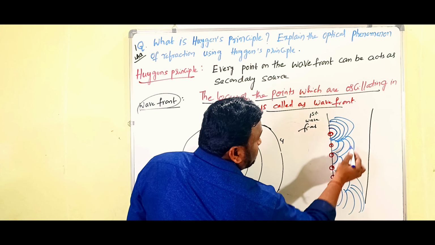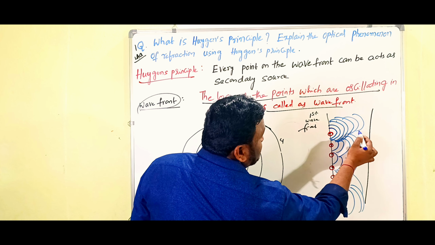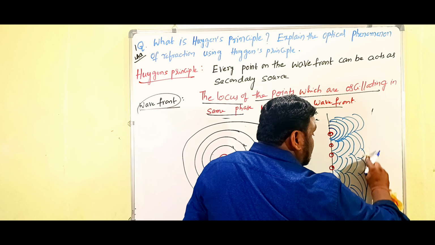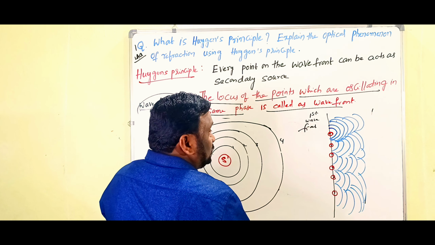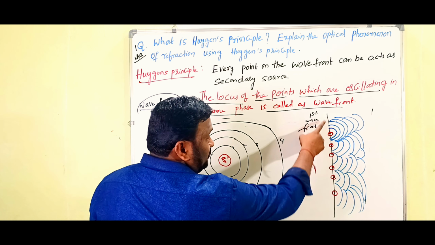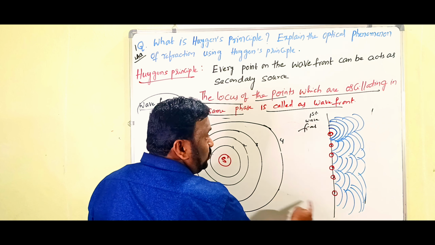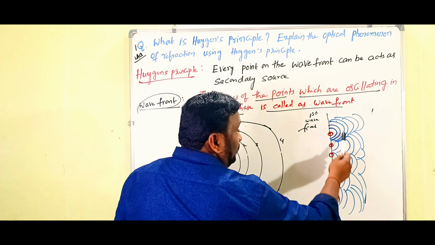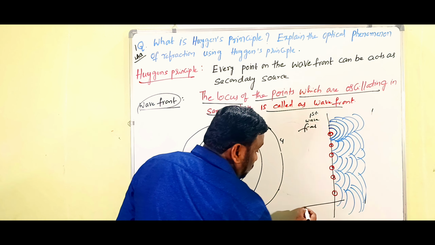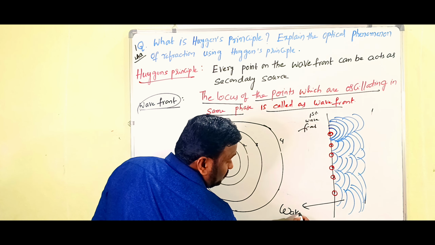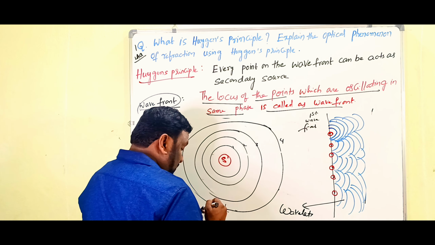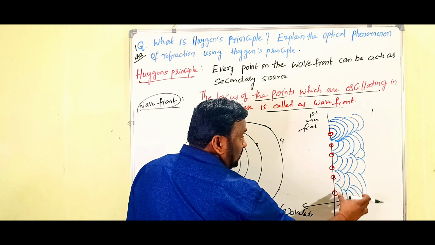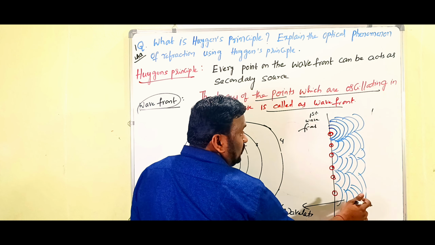Clear? Like this. So the envelope of all these. Clear? I am saying this is the first wave front, and those points are secondary sources. What comes from the secondary sources we call wavelets. What are these? Wavelets. Clear? So now we are getting all the lights from all the sources in the form of wavelets.